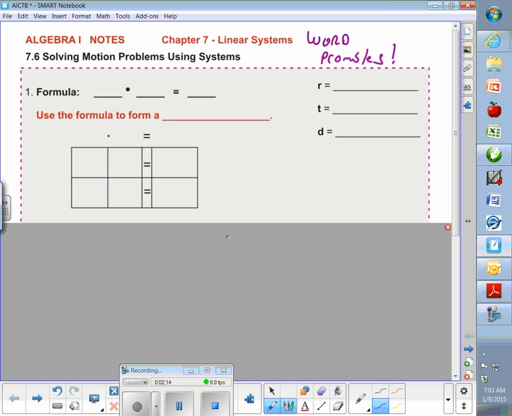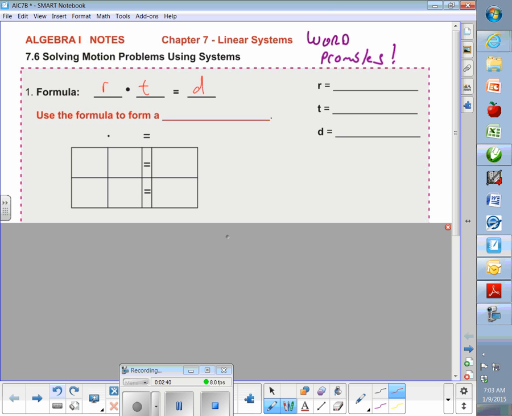Number one. With motion problems, and that's what we're talking about, right? Motion problems. It's going to start with a formula. And you guys know this formula already. I like to write it backwards, and I'll show you why in a minute. But rate times time equals distance. A lot of times they'll say distance equals rate times time, and that's true. Same thing, symmetric property, remember that. But we're going to use rate times time equals distance.